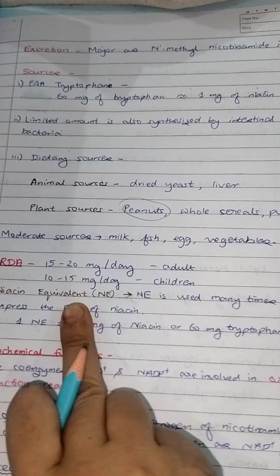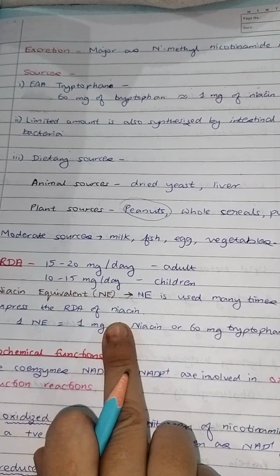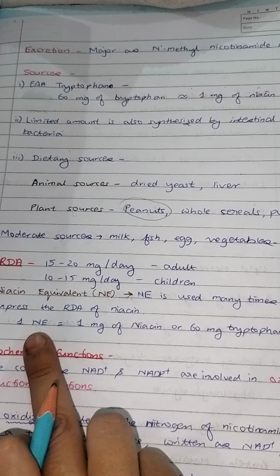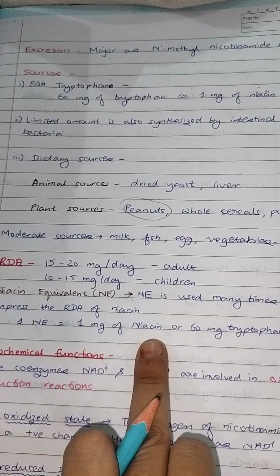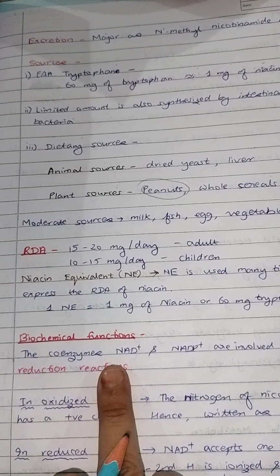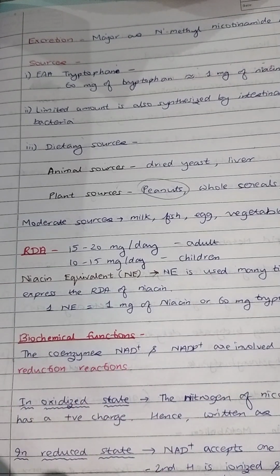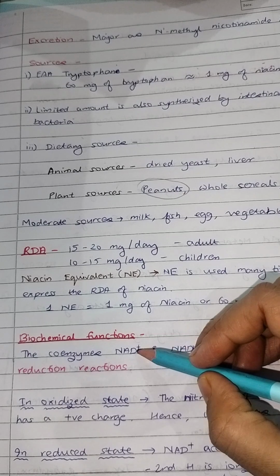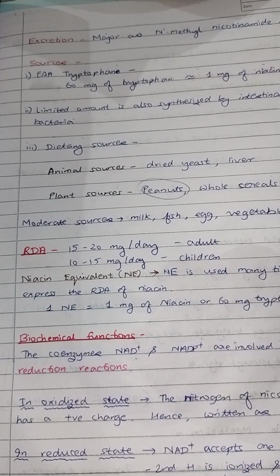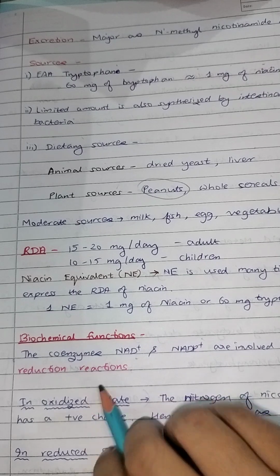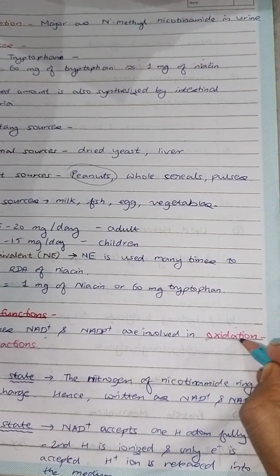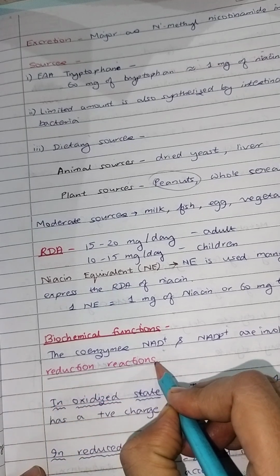Another term is niacin equivalent. It is used many times to express the RDA for niacin. 1 NE, or 1 niacin equivalent, equals 1 milligram of niacin or 60 milligram of tryptophan. Coming to the biochemical functions of this vitamin, very important. These coenzymes NAD plus and NADP plus are involved in oxidation reduction reactions. This is an important part.